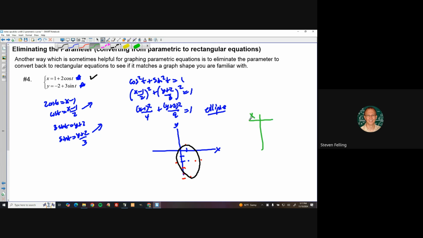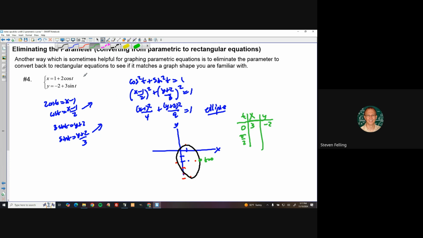We've got x, y for different t values. And maybe I could pick 0 and pi over 2, because those are convenient to use with sines and cosines. This would be 1 plus 2 times the cosine of 0, which is 1, so that is 3. And this would be negative 2 plus 3 times the sine of 0, which is 0, so that would be negative 2. So that means we're at the location x is 3, y is negative 2, which is right there at t equals 0.